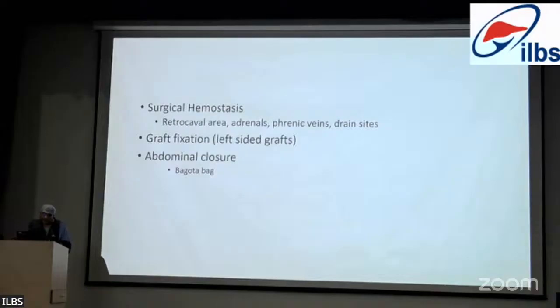Next important point is graft fixation, especially for left-sided grafts, which we implant in the midline. So we have to fix the grafts to avoid torsion of the outflow. And regarding abdomen closure, as I told previously, sometimes the bowel edema is so much that we can't close the abdomen, which can lead to compartment syndrome with other extrahepatic organ dysfunction like kidney and lungs. So sometimes we have to do a Bogota closure to have a safe operation.